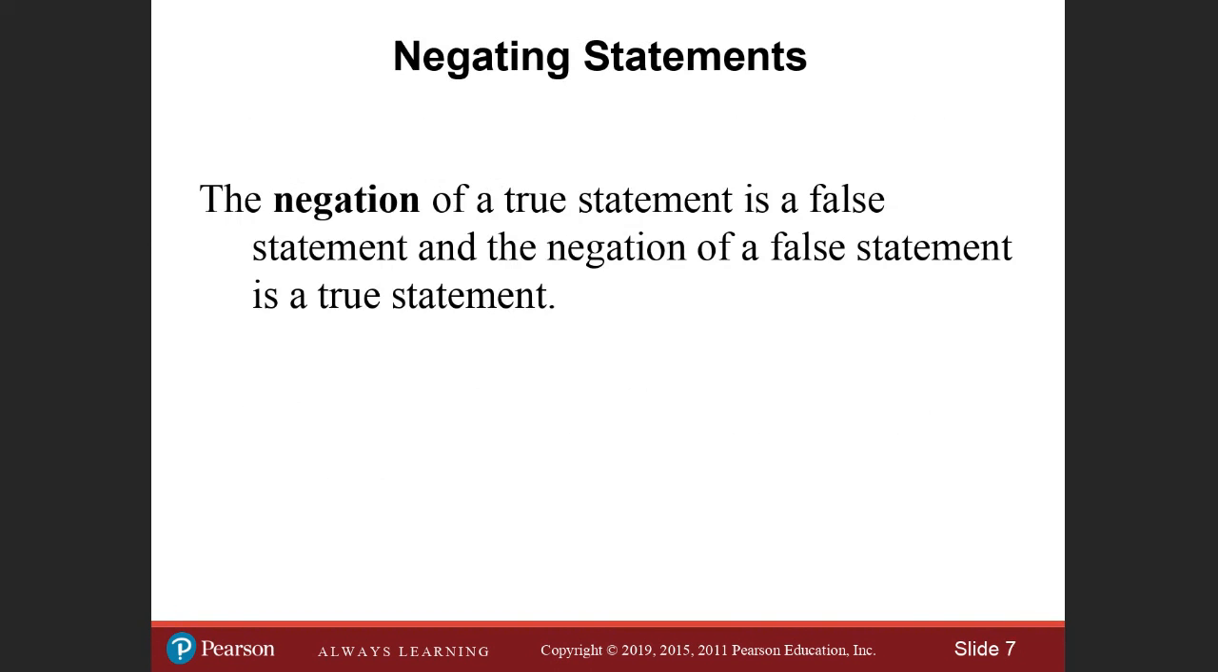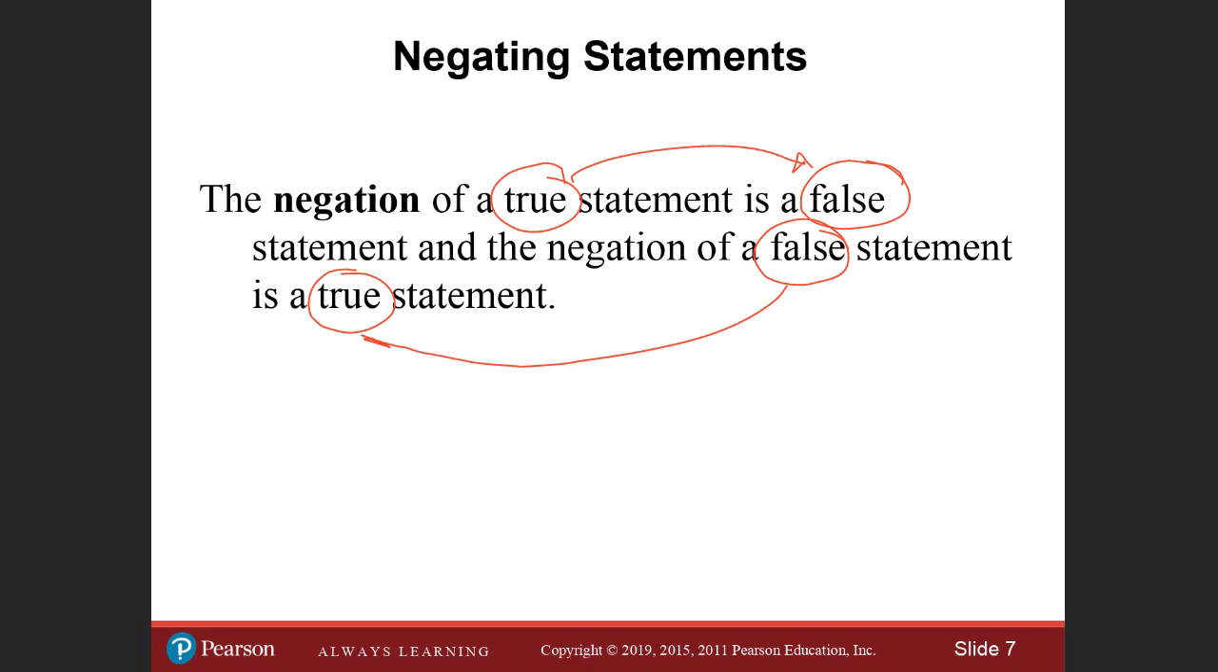Next, negations. So how are you going to negate a statement? And what's the meaning of negation? The negation of a true statement is a false statement. So you're taking the opposite. And the negation of a false statement is a true statement. So from true, it's going to false. From false, it's going to be true. So that's negation.